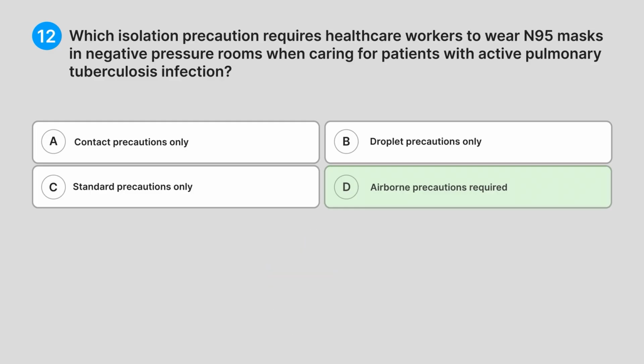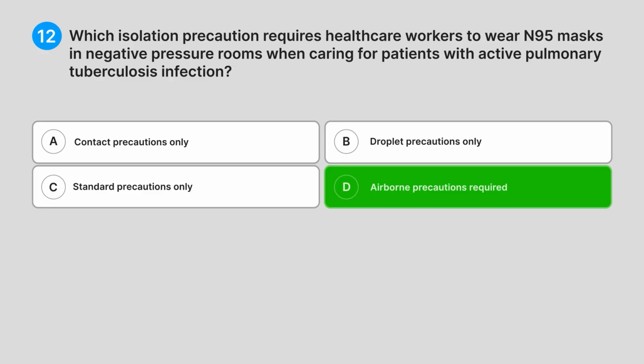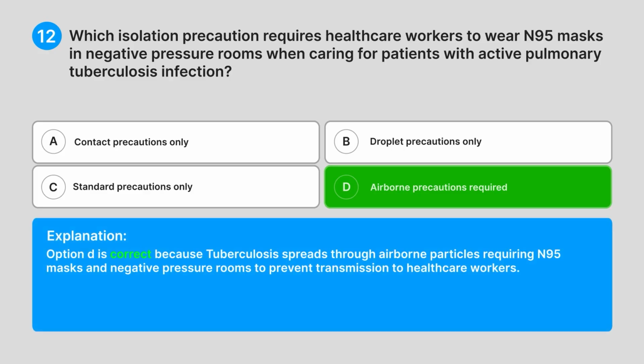Correct answer, D. Airborne precautions required. Explanation. Option D is correct because tuberculosis spreads through airborne particles, requiring N95 masks and negative pressure rooms to prevent transmission to healthcare workers.